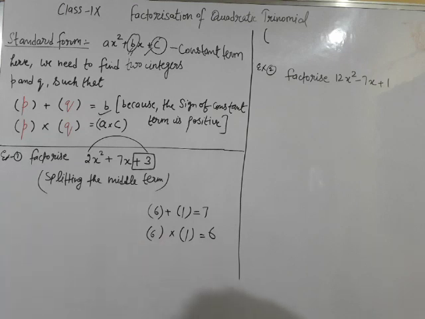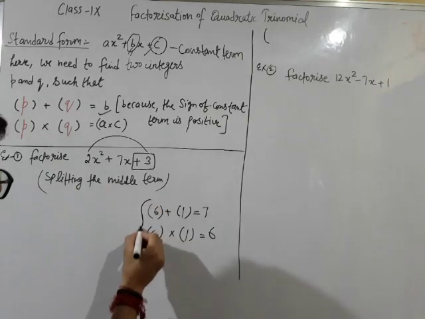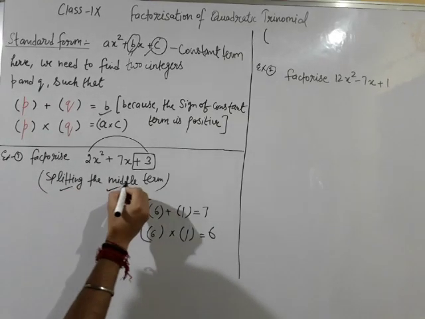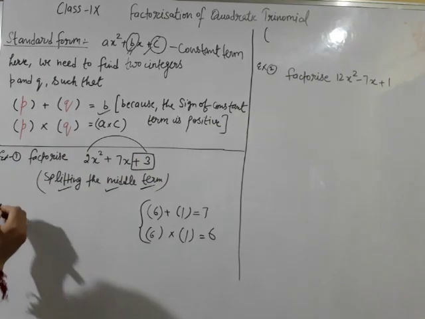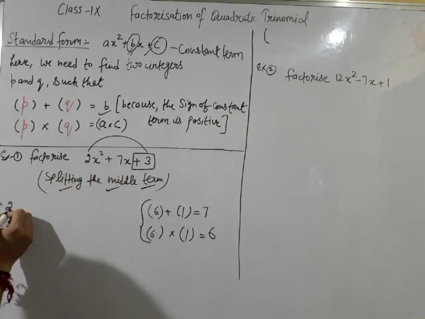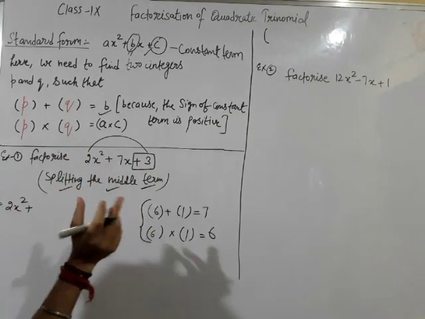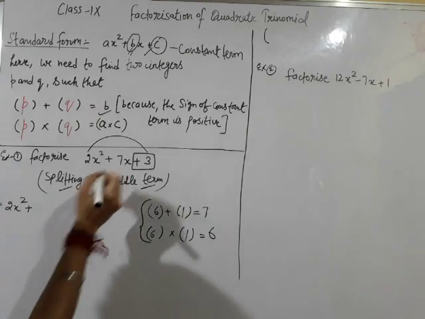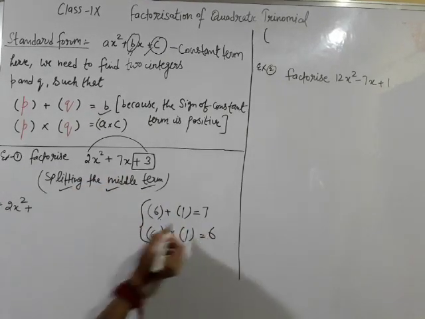So what will you do now? We will split the middle term, and the middle term is 7x. It will be equal to 2x square plus, we have to split the middle term only. So 7 can be written as 6 plus 1.